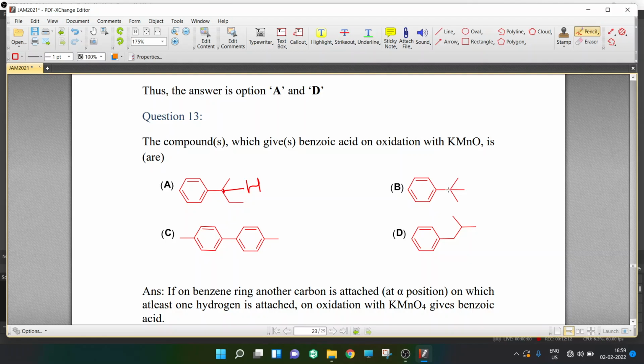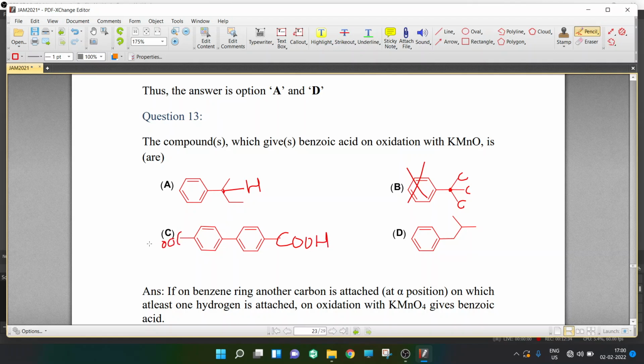This carbon is a tertiary carbon. See, it is having 4 bonds: one with this CH3, one with this CH3, one with this CH3, and one with the benzene ring. So there is no hydrogen, so this will not get oxidized. What about this? This has CH3 and this has CH3, so it will give you COOH on oxidation, and this also will give you COOH.